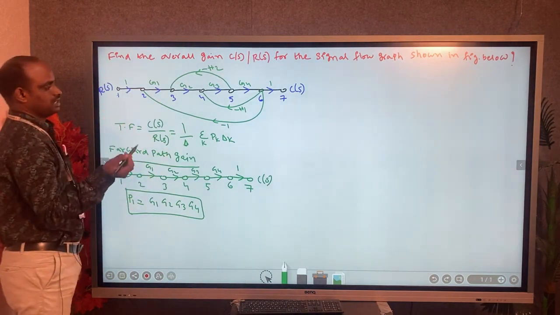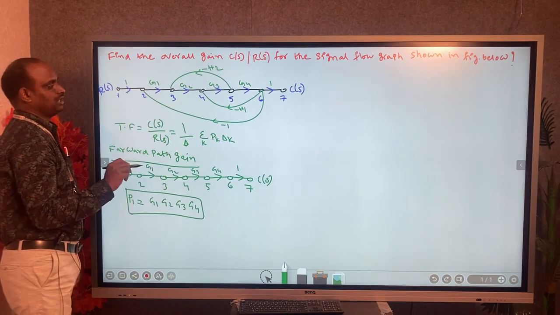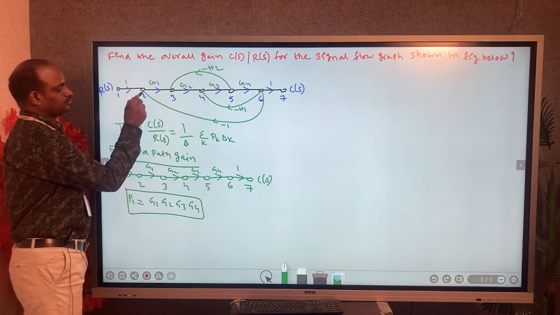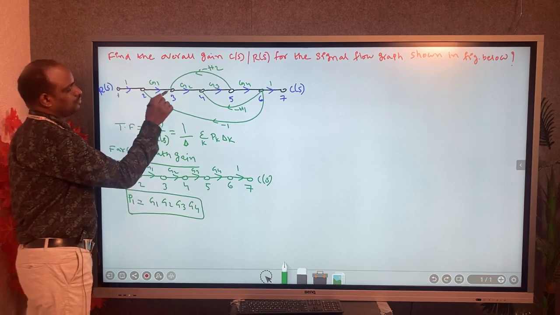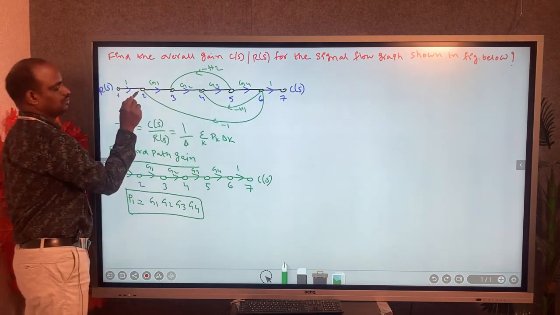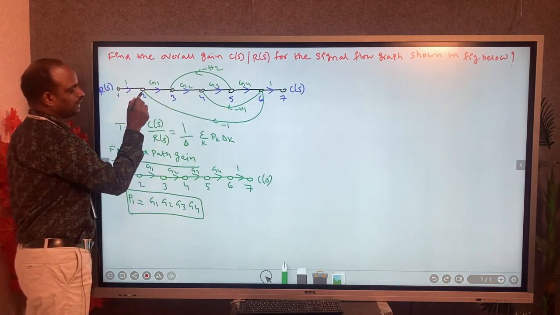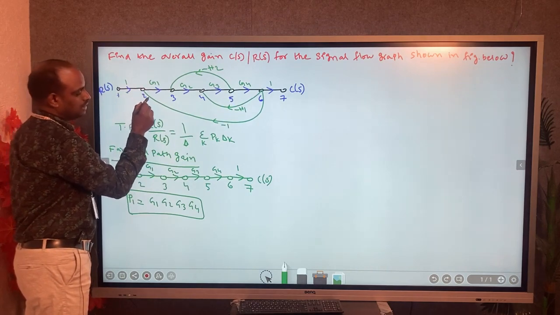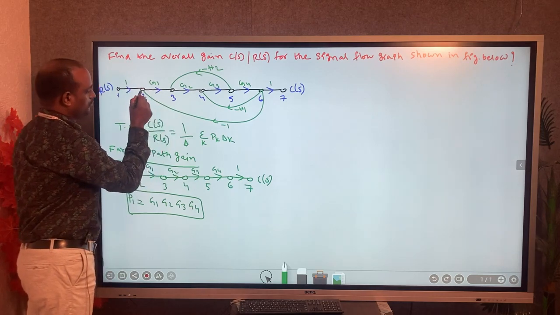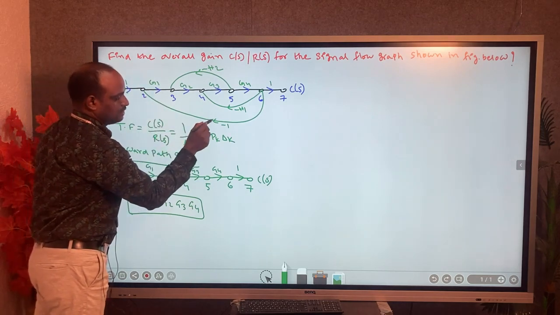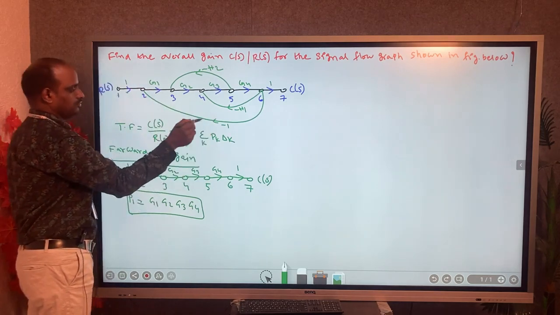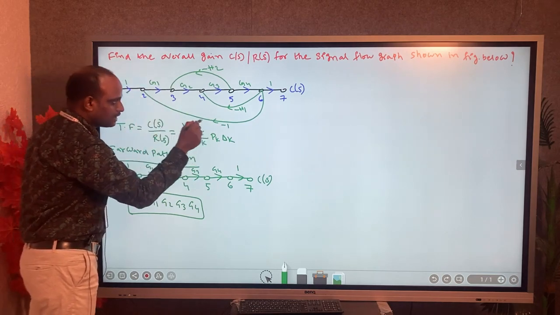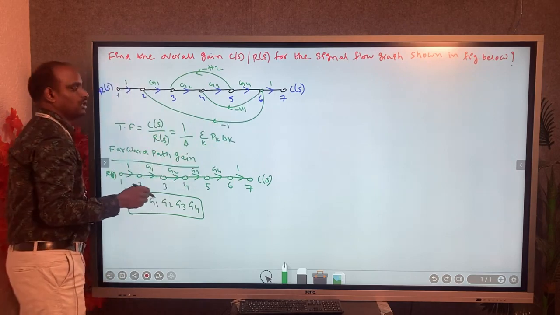Now see if another forward path exists or not. From 1 to 2 and 2 to 3 we have already checked the forward path. Now from 2, check whether another possibility is there. From 2 it is flowing in this direction, but here the direction is opposite, which means it is not a forward path. From 2 to 6 there is no forward path.